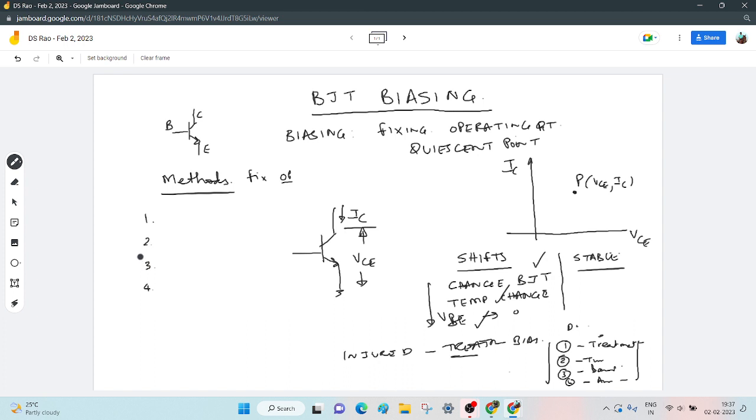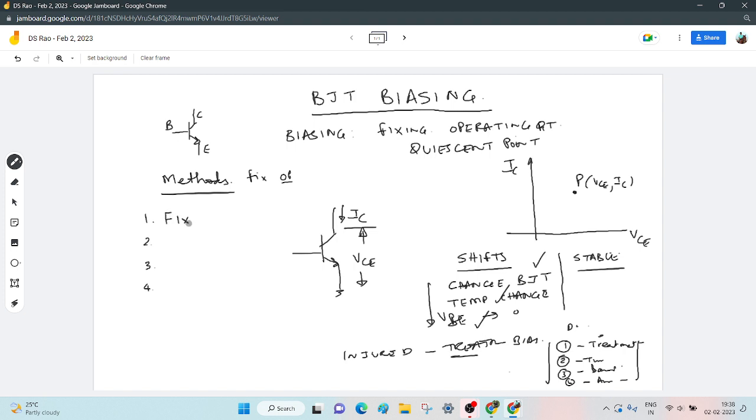Very easy to practice. Simply we solve problems and it will become very easy for us. Okay. Now what are the different methods of biasing? You have to remember the names. What is the first method? Do you remember the first method?